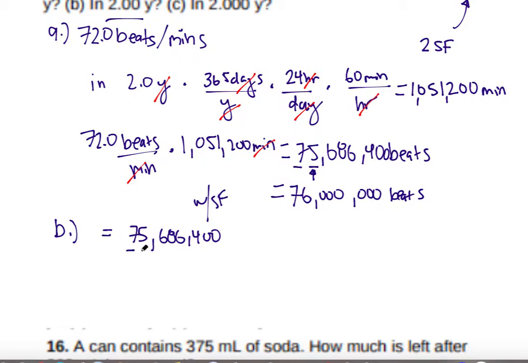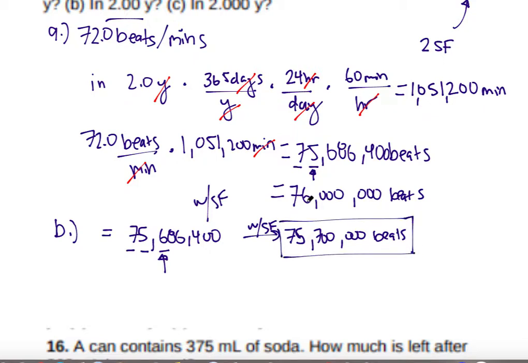So 7 is 1, 5 is the second. So now I'm actually going to round to this 100,000s place. So I look at the next digit, it's an 8. So I'm going to round my 6 up. So I should round this with significant figures to 75,700,000 beats. And that's my answer to B.